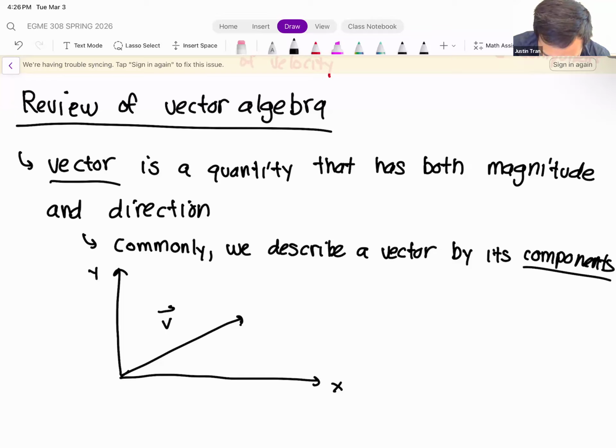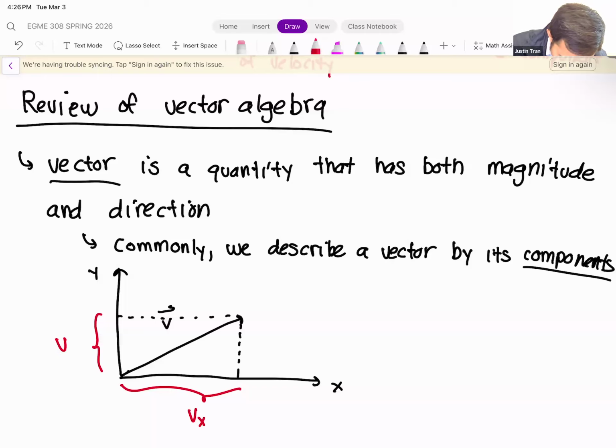If we draw a perpendicular line that goes down to the X-axis, and we measure this distance from the origin up to where it crosses the X-axis, we'll call this Vx, the X component of our vector. If we do the same thing on the Y-axis, we draw a perpendicular line, in other words, we project our vector onto the Y-axis, and we measure that vertical distance, we say that is Vy. So the way we typically describe this vector is, our vector V is equal to parentheses Vx, comma, Vy.